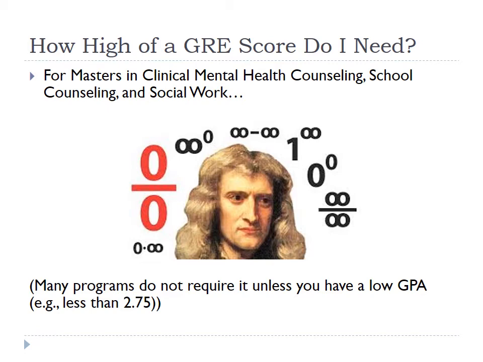Many of these programs don't require the GRE unless you have a low GPA, like less than 2.75. So that's something to keep in mind. For example, the clinical mental health counseling program here doesn't require the GRE. If you look through that spreadsheet of accredited programs that one of my students created, you'll see that the vast majority of places don't require the GRE. Most social work programs don't require the GRE. So if you don't want to go into a master's or a doctoral program in clinical psychology, you're probably not going to take the GRE. Save your money and your time.